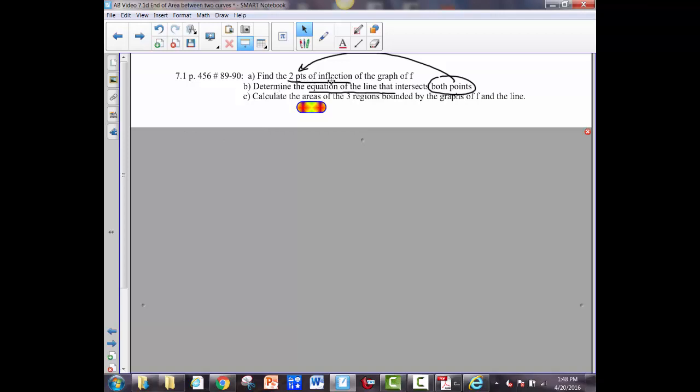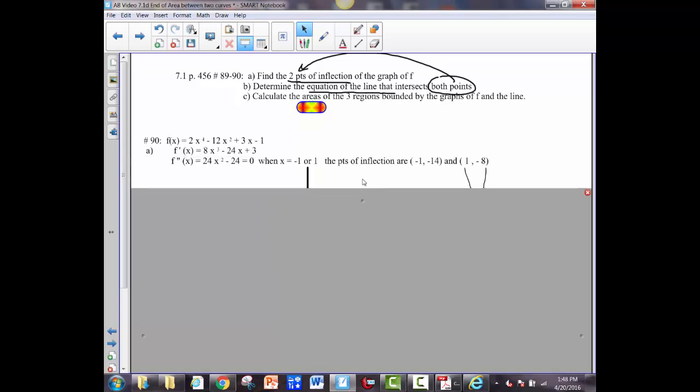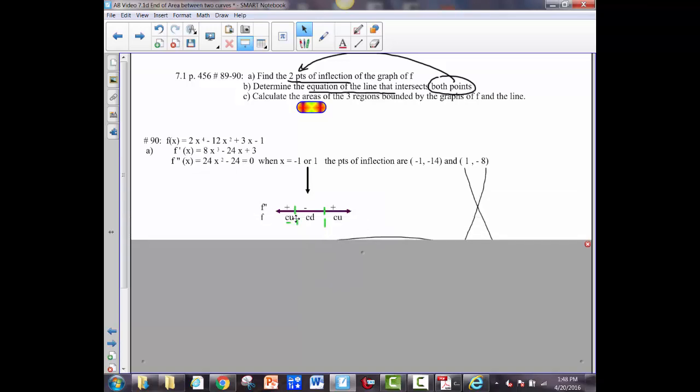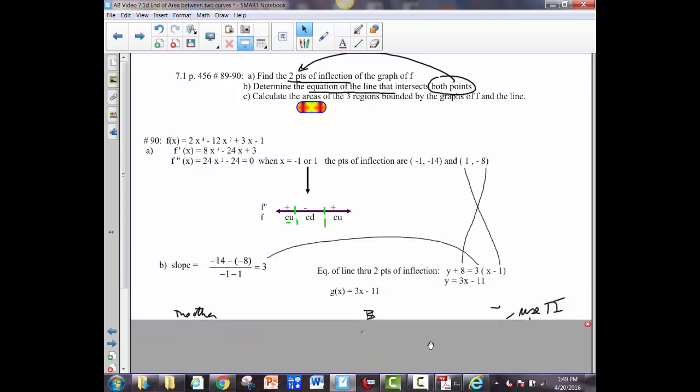89 to 90, find the 2 points of inflection. Determine the equation of the line that intersects both points. Calculate the areas of the 3 regions. Okay, so they give you a very ugly long polynomial function. Here's its first derivative. Here's its second derivative. Second derivative is 0 at negative 1 and 1. And if you test it on a number line, sure enough, the concavity changes. So there's a point of inflection at negative 1 and another one at 1. And there's the y coordinates.